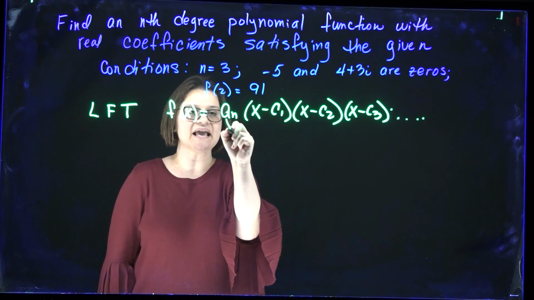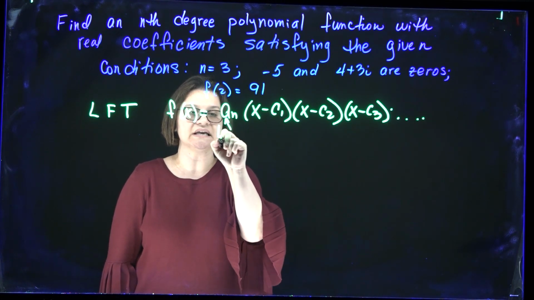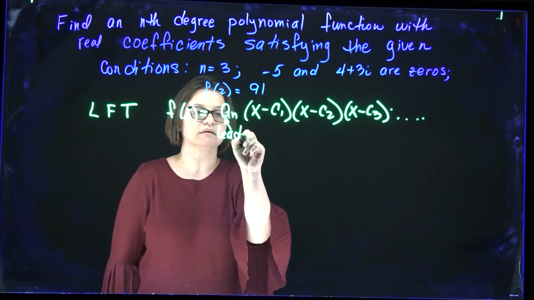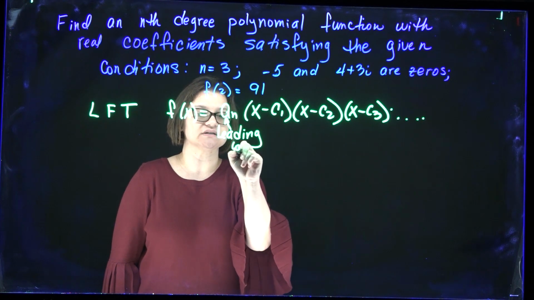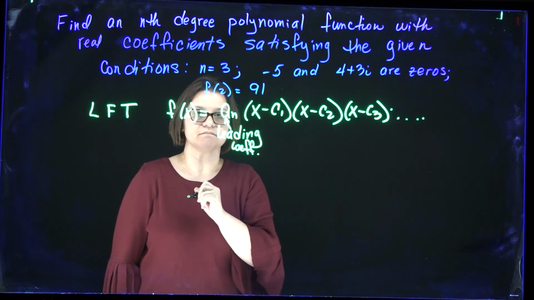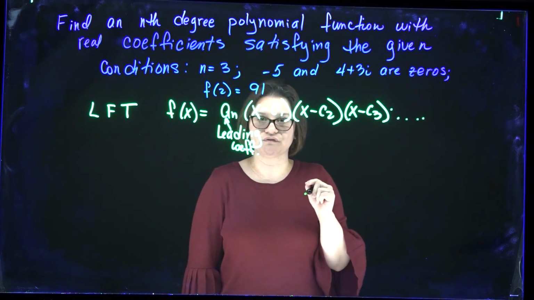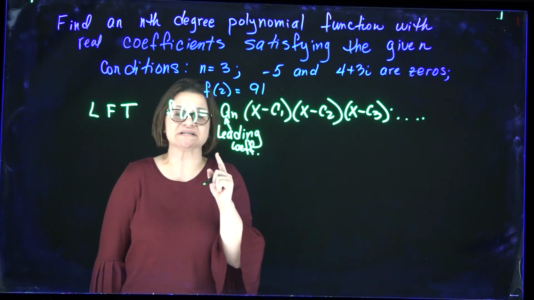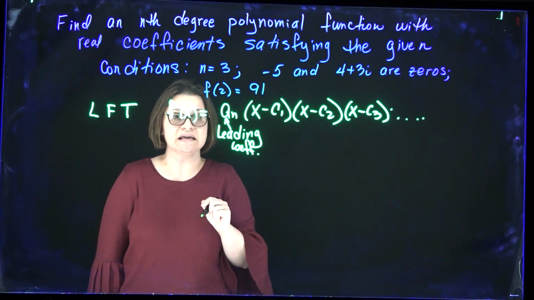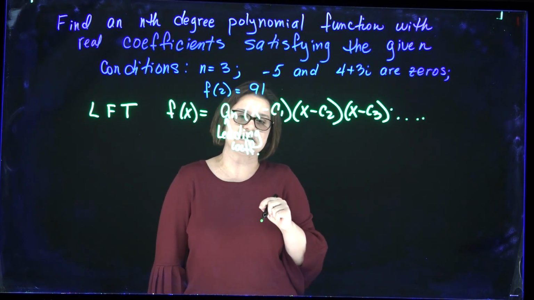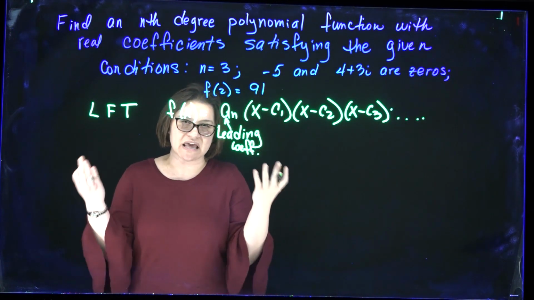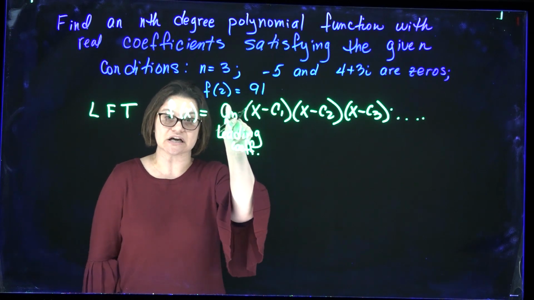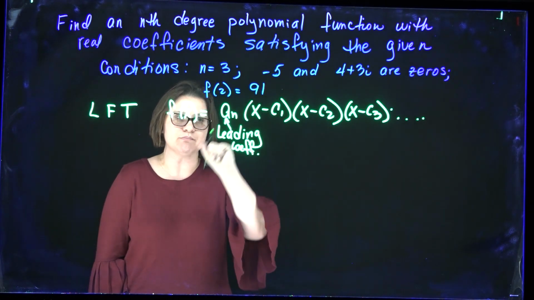A sub n is what we call the leading coefficient. Remember, the leading coefficient is one of the most important portions of a polynomial function because we utilize it when we look at the end behavior of the graph. So finding this real number is very important.